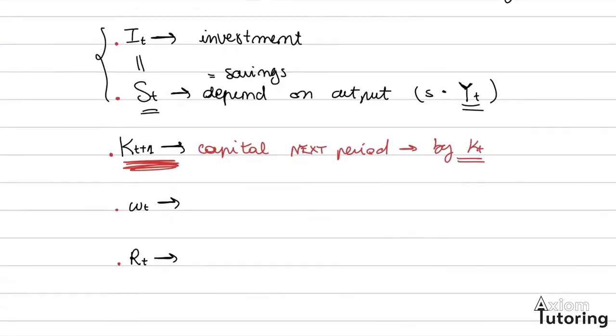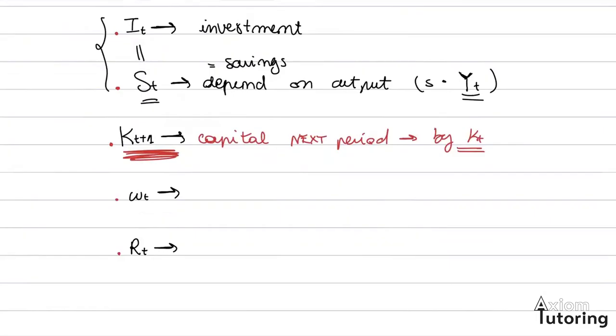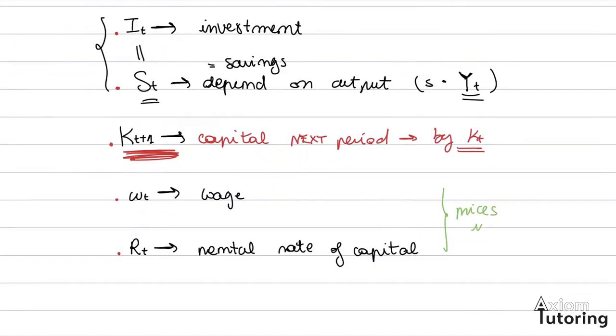And then, of course, we have the prices of the two inputs. So we have the wage rate and the rental rate of capital, which are going to be important once the levels of capital and labor are given to us, and these are just defined as the prices of the inputs.